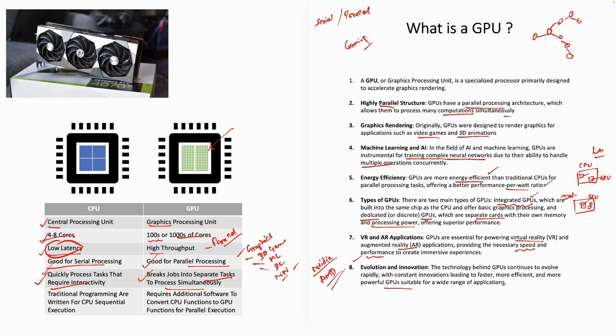So CPUs, as I said, the traditional programs are written for CPU-based execution. Additional software and additional programming functions will have to be written for you to use GPUs to utilize the parallel execution. That's quite an important point for the devs, because mostly traditional programming was written for CPUs. People were not really concerned about GPUs, but now devs need to be aware of it because it requires additional software to convert the CPU functions to GPU functions for parallel execution.